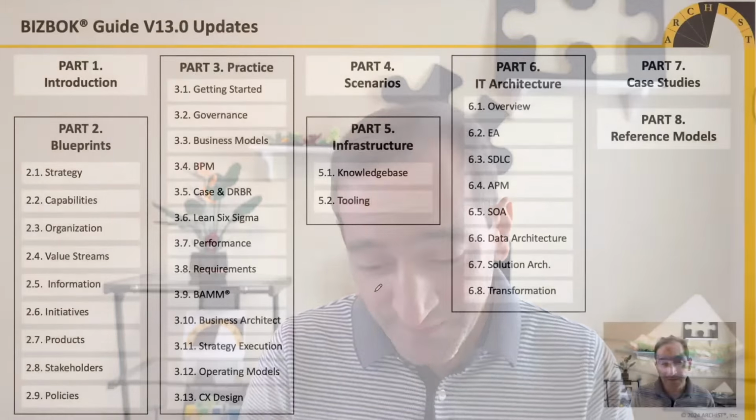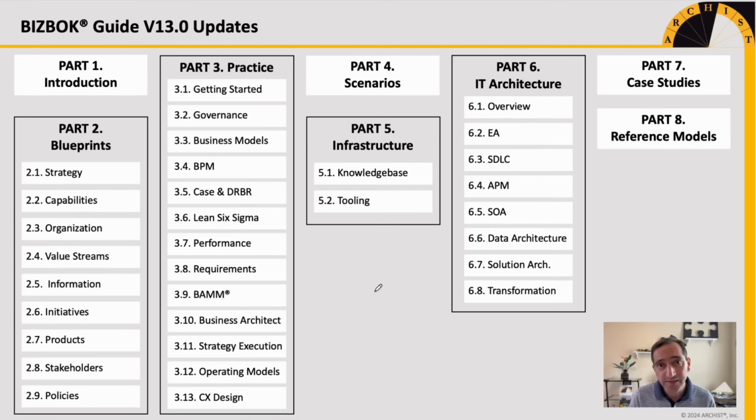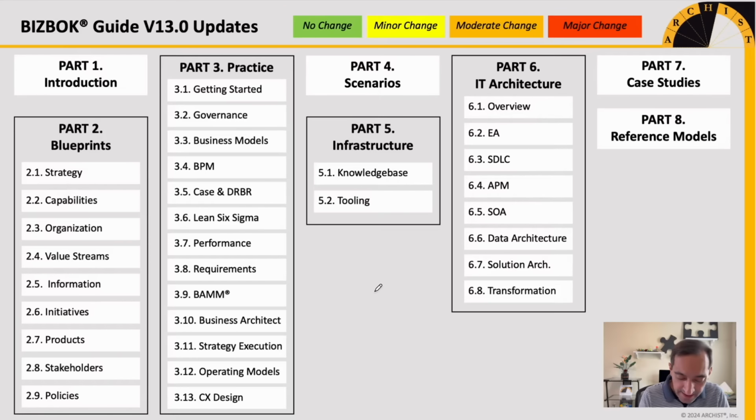So heat mapping is a typical way that we identify where we see the change and also the amount of change that we see across the organization as a result of executing a business strategy or perhaps going through a business or digital transformation. So what you see here is the table of contents of the BIZBOK guide, and the heat mapping that we applied here has the green color indicating that there has been no changes in that specific part or section of the BIZBOK guide.